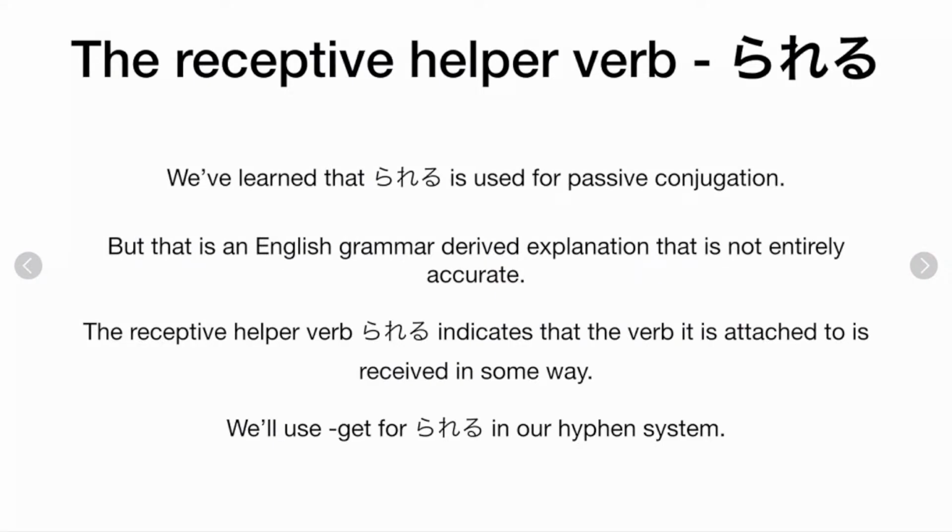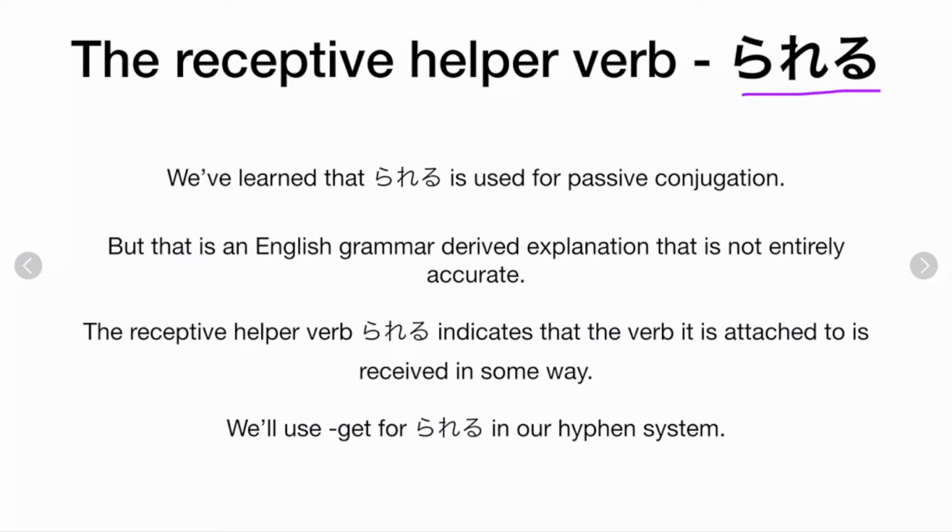So we're going to start with the receptive helper verb, which is rareru, which we already talked about last lesson. We're going to expand our meaning on that, right? So we talked about rareru meaning passive voice, but that's kind of an English explanation, and that doesn't complete the full picture. Rareru just means that the verb is received to something.